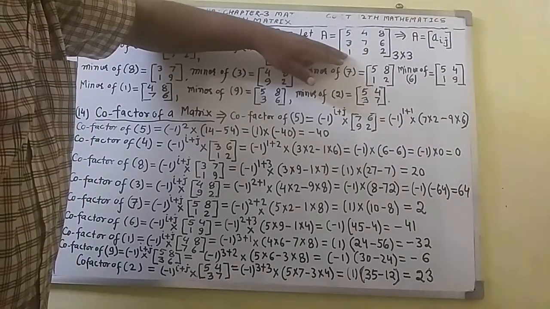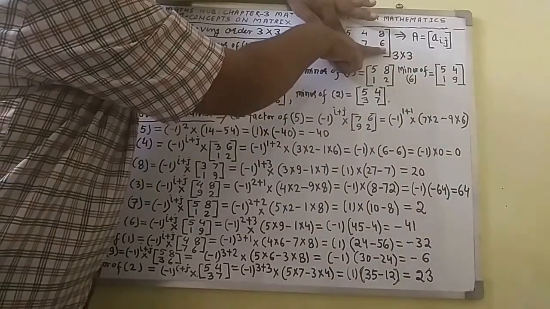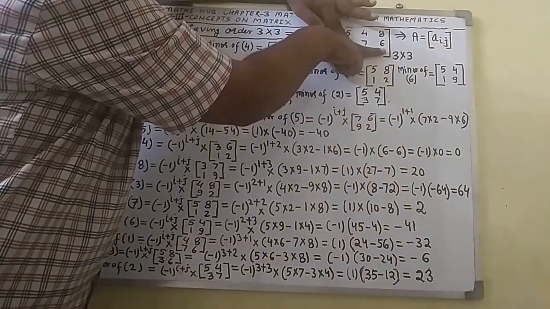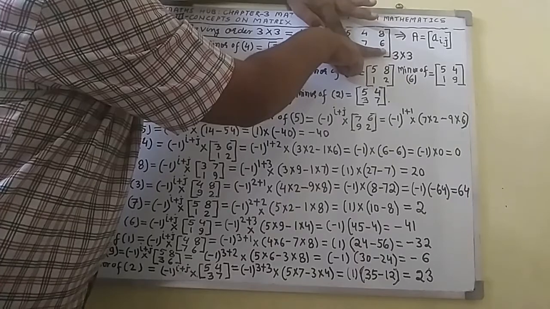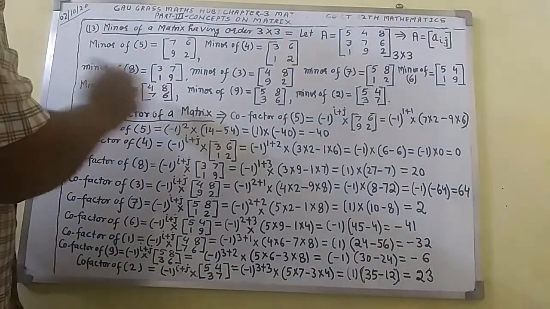And 1 is there in the first column. The first column and third row will get hidden like this. You will get the minor of element 1: 4, 8, 7, 6. I have written 4, 8, 7, 6.